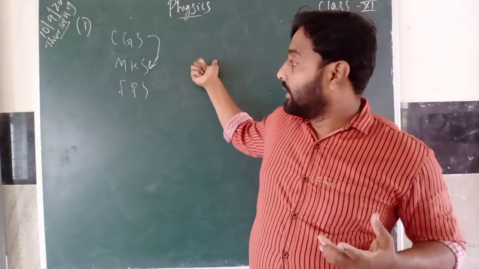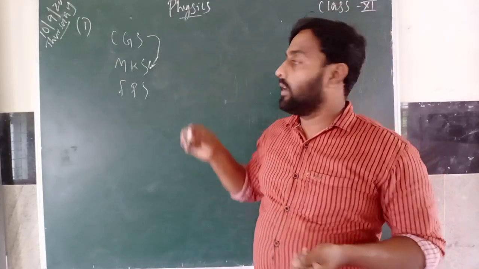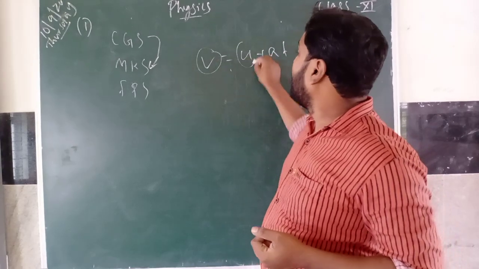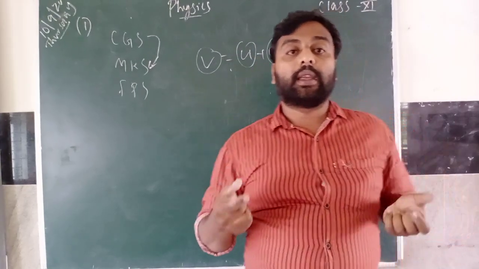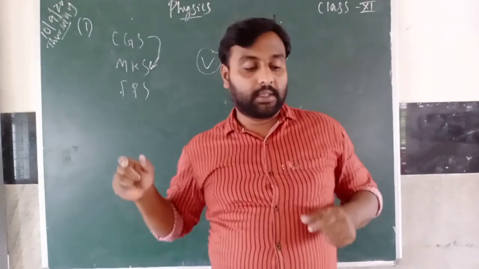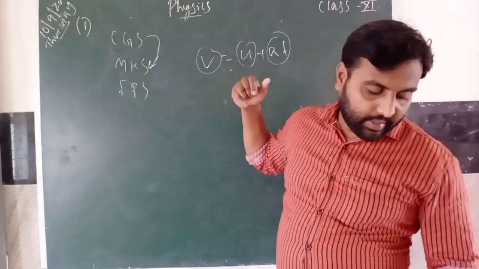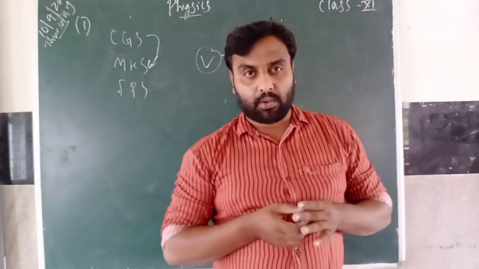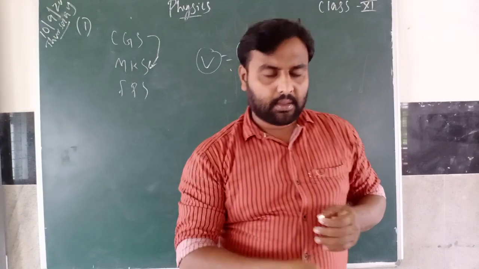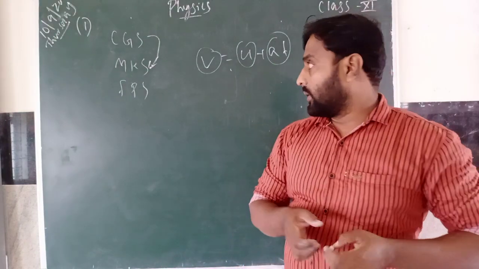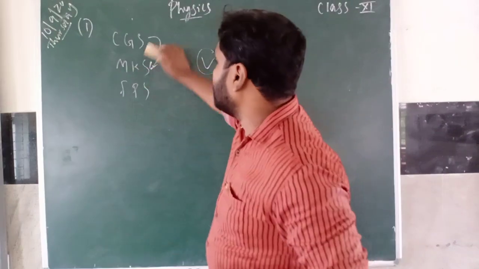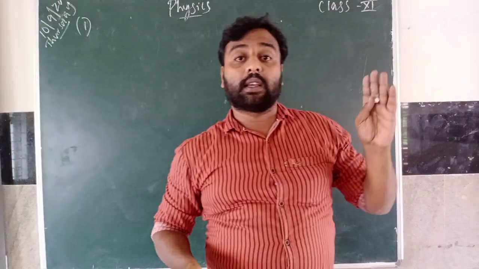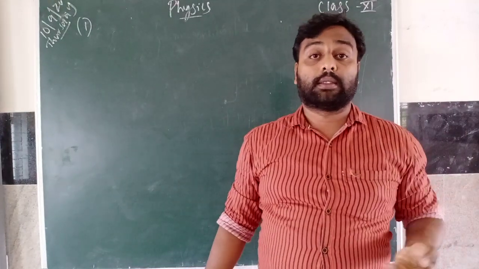Already I did that, the principle of homogeneity. V is equal to U plus AT. You have to check whether all these terms have the same dimension or not. That is the second application. And the third application is establishing relations among various physical quantities. That we will discuss later. Some problems are there based on that. Now we are discussing the first application. What is the first application? Convert a physical quantity from one set of unit to another set of unit.